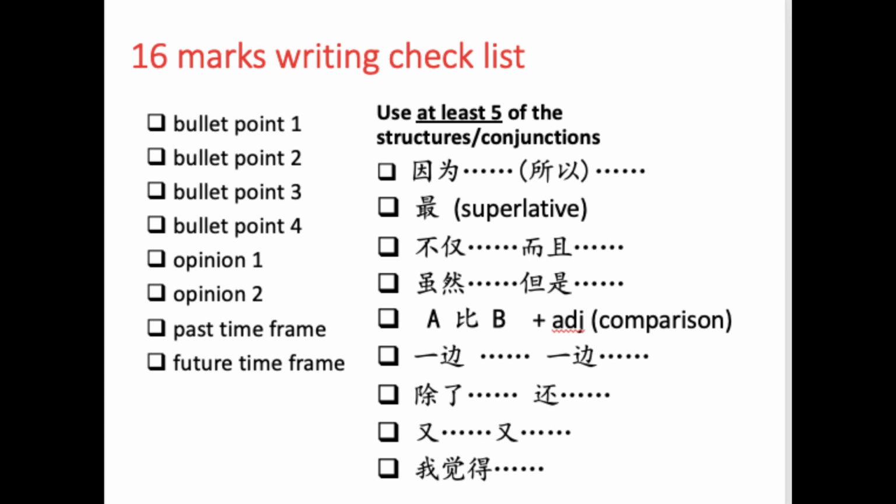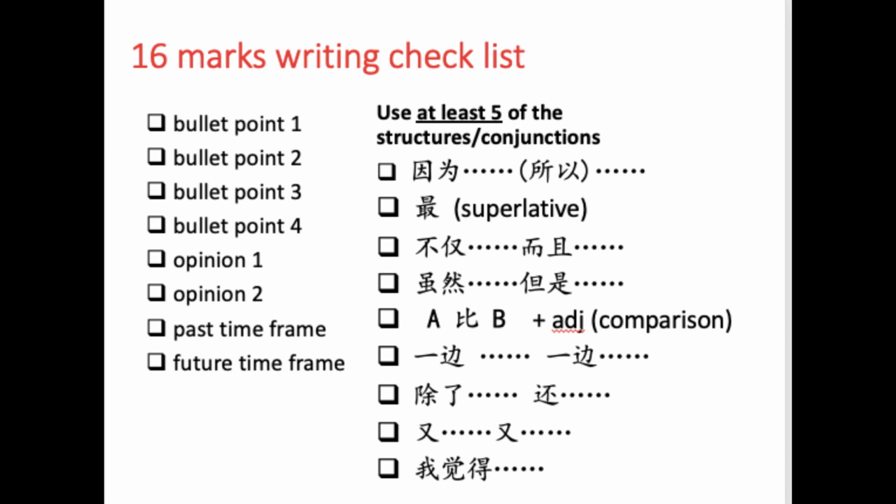Just like the little checklist I normally give to you, you need to write down by yourself bullet point 1, B1, B2, B3, and B4, which represent bullet point 1 to bullet point 4. Then, your checklist also needs to include opinion 1, which is OP1, opinion 2, OP2, and past time frame, PT, and future time frame, FT.